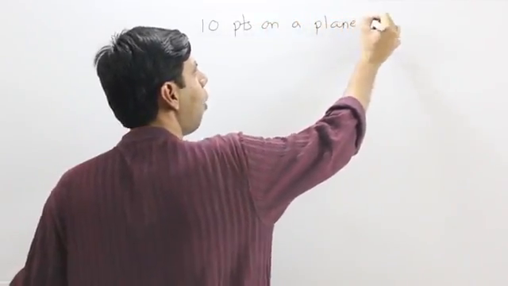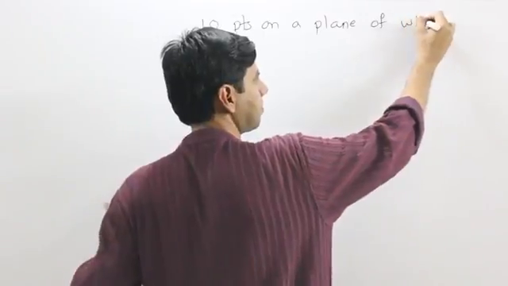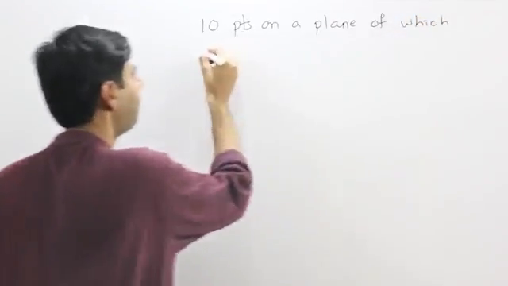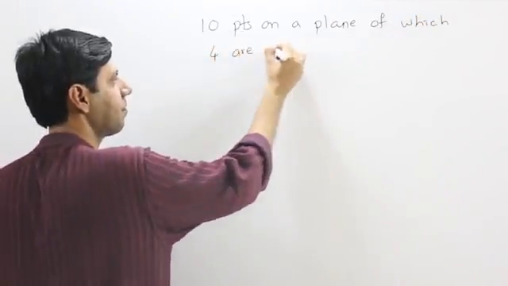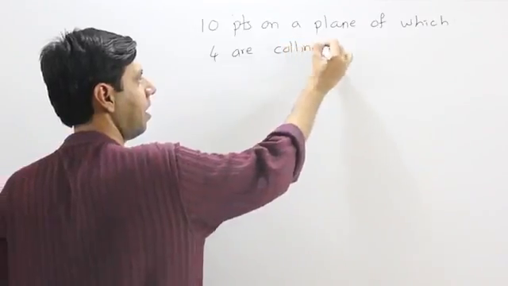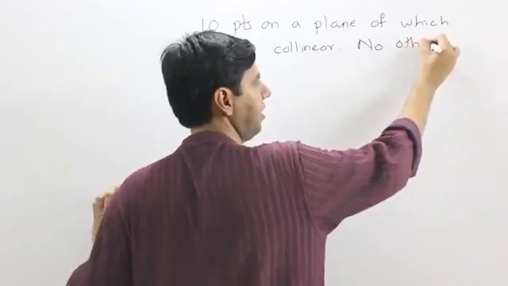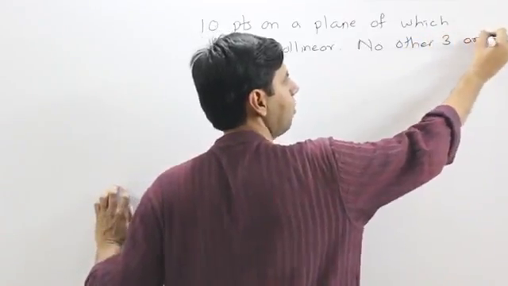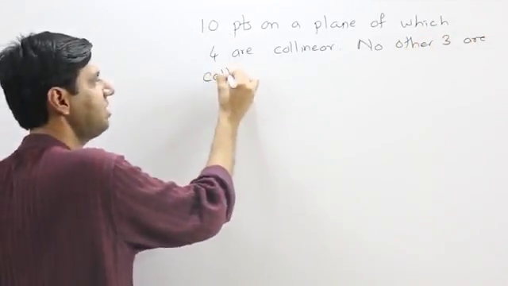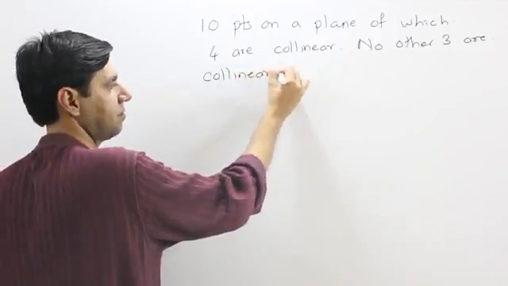However, now of which, let's say 4 are collinear. And it says no other 3 points are collinear. No other 3 are collinear. Find the number of lines using these points.